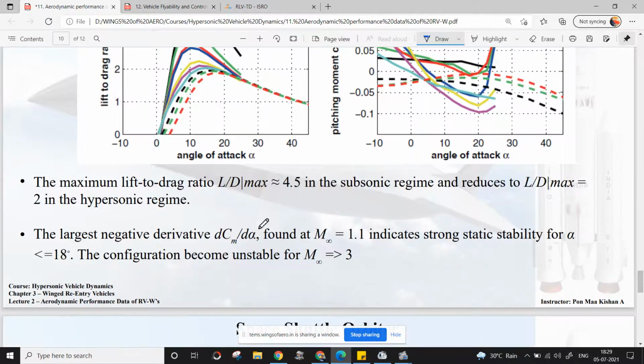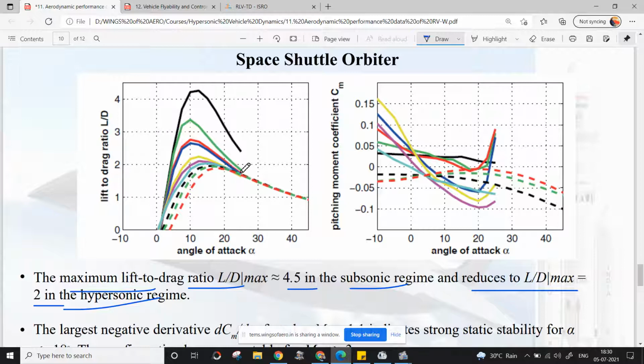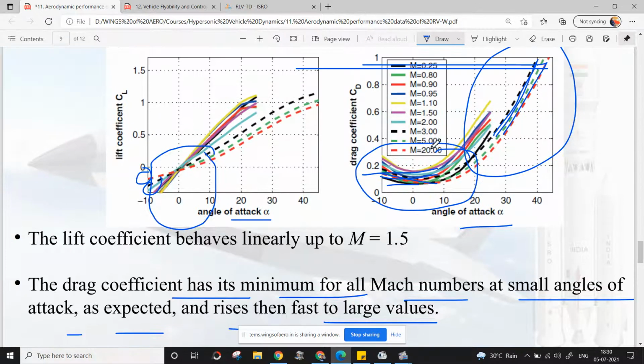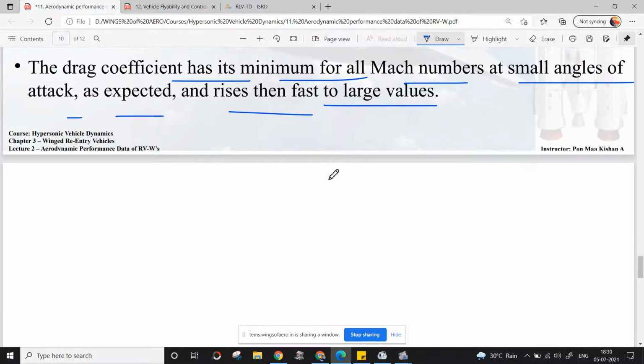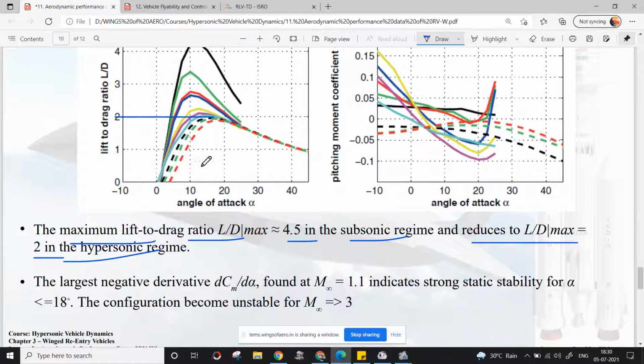The next thing is the maximum lift to drag ratio, L/D, is 4.5 in the subsonic regime, which I have told you just now, and reduces to L/D maximum equal to 2 in the hypersonic regime. The hypersonic regime is around 1 here. Okay, because various Mach numbers are there, right? Mach number 5 and Mach number 20. So this scenario explains that.